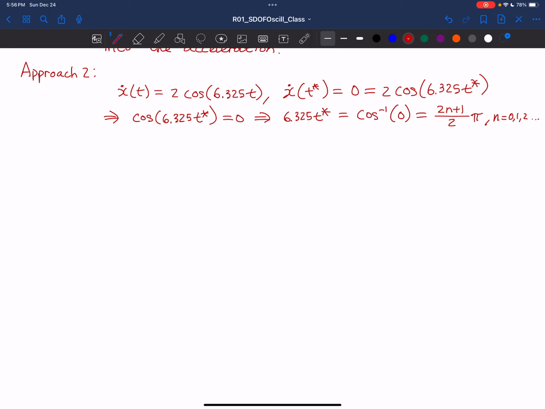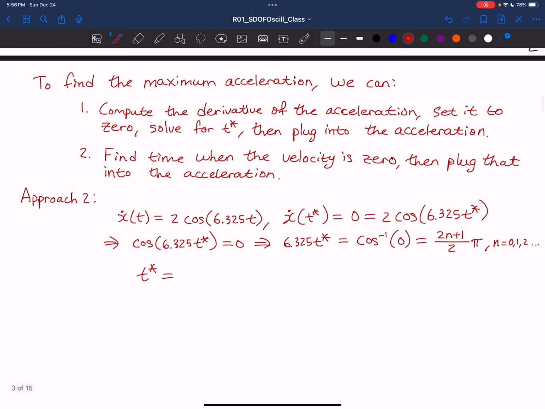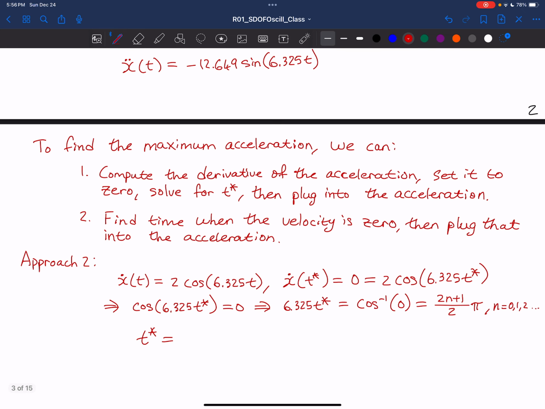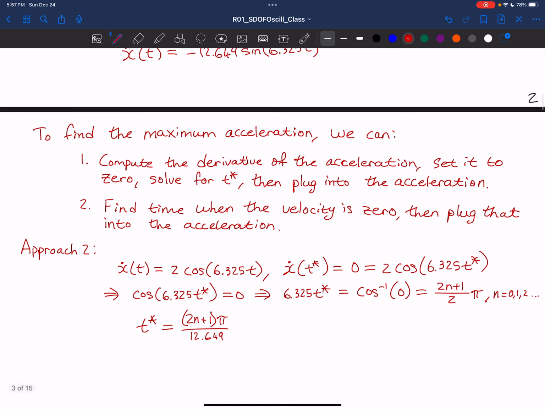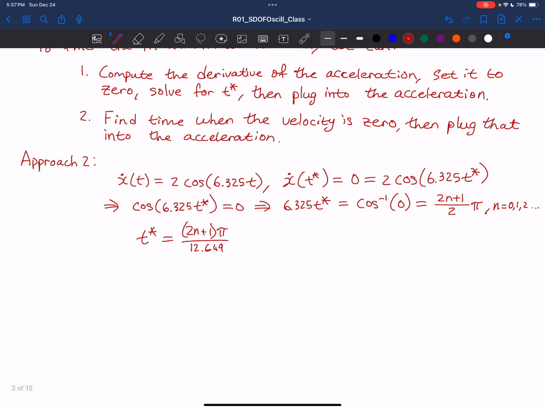And from here, we can solve for that t star, which will end up being equal to, I'm just going to scroll on up because I had the number up here, 2n plus 1, all of that multiplied by pi, divided by 12.649. All right, so that's our t star, and again, n is equal to 0, 1, 2, repeating on forever.